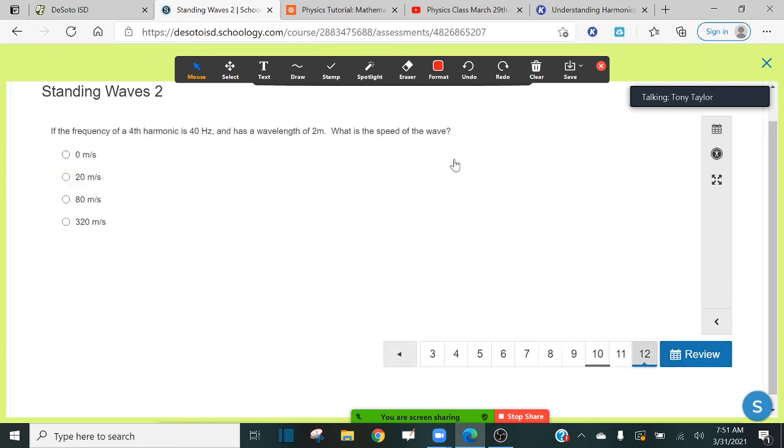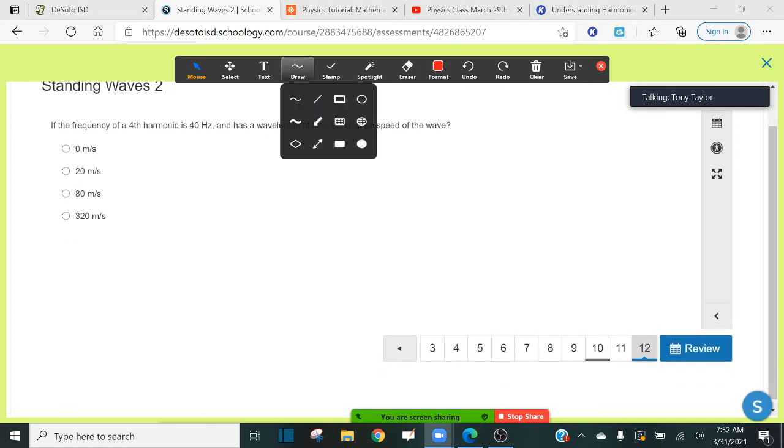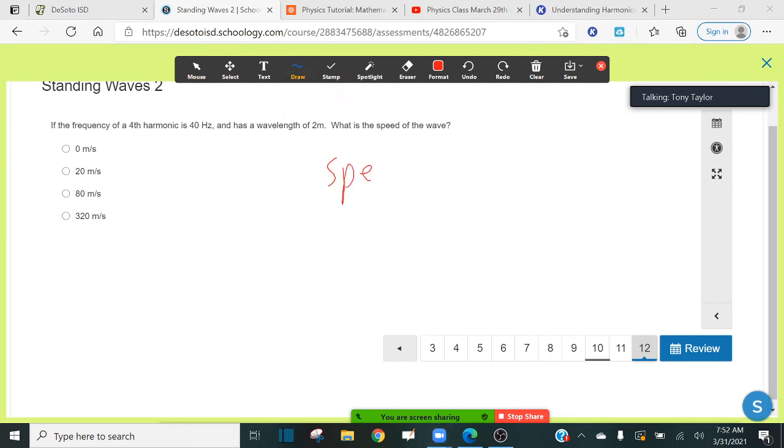Look at this question right here, number 12. It says, if the frequency of a 4th harmonic is 40 hertz and has a wavelength of 2 meters, what is the speed of the wave? I want to do this with you guys because it's been a long time since we talked about wave speed. It's been several days. So I want to remind you guys of the equation for the speed of a wave. The speed of a wave is equal to wavelength times frequency.